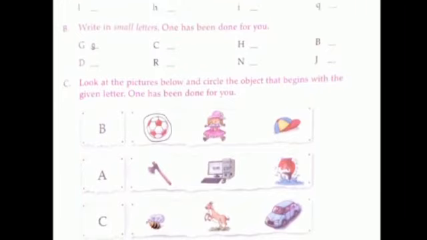Look at here. Look at the picture below and circle the object that begins with the given letter. One has been done for you. Okay. Here in column A you see the letters, and in column B you will see the pictures. You just have to select the pictures which start with the letter given in the series, right? So look at here. First letter is B, okay, and B for ball. So we made a circle on ball, right?